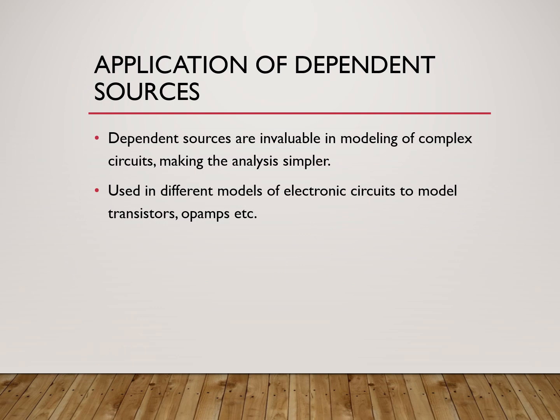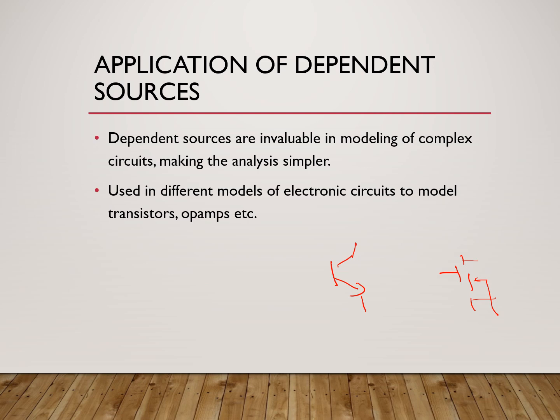Now, where do we use these? The application of dependent sources is basically in modeling. Sometimes we need to use transistors, so you can have a BJT, this is the symbol of a BJT, or you could have a MOSFET, this is a MOSFET, right? Or you could have an FET. So wherever there are complex circuits involving transistors, the transistors can be modeled in the form of current sources. For example, a BJT can be modeled as a current controlled current source. The MOSFET could be modeled as a voltage controlled current source, and so on.